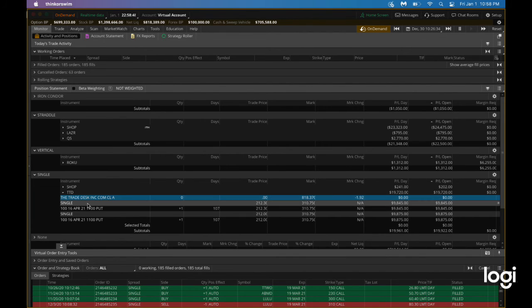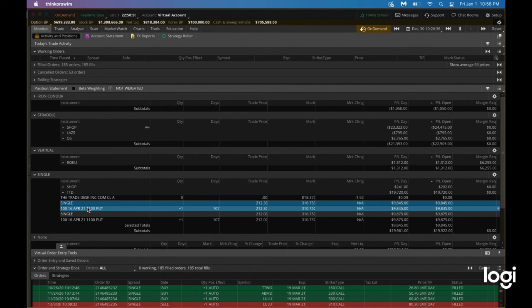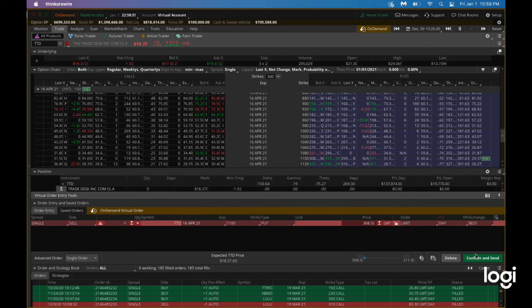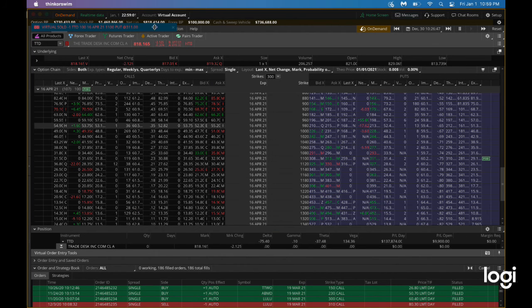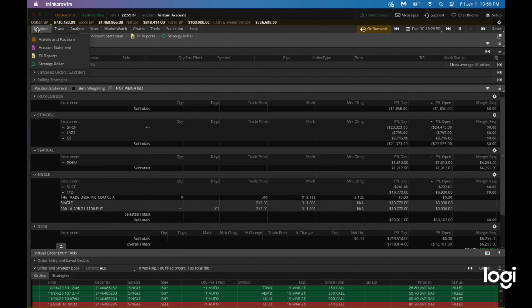So it looks like we got a put option. We made around $9,800, and we got two put options here. Let's close both of them out for a nice profit here. And one more.